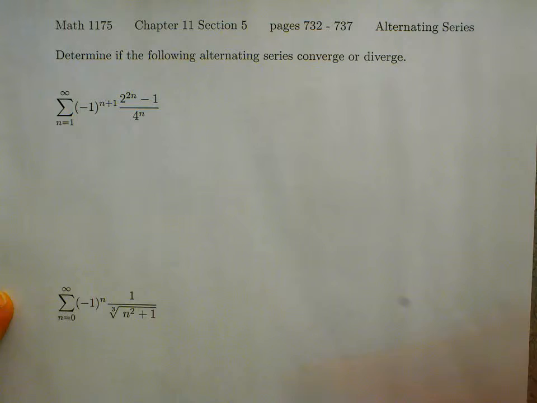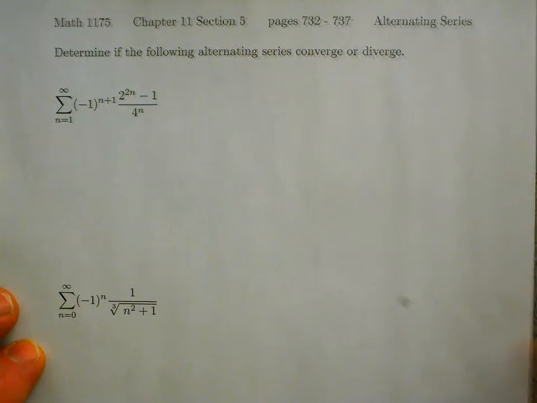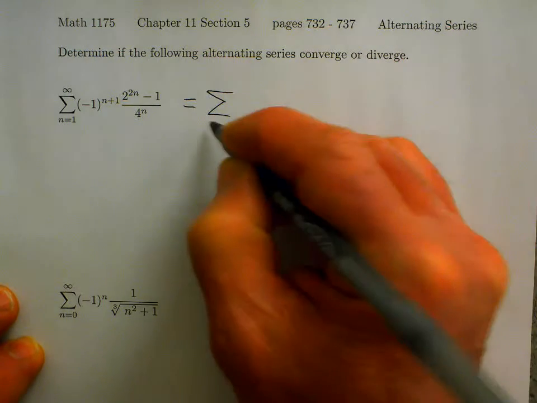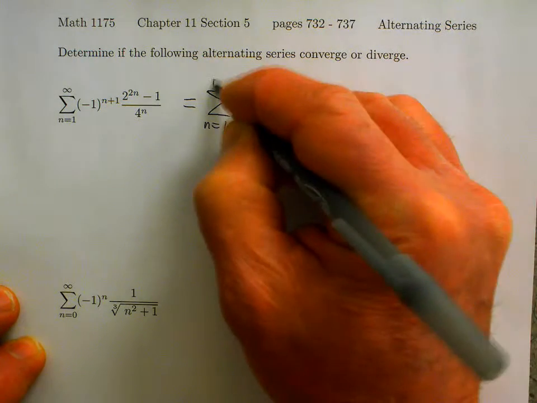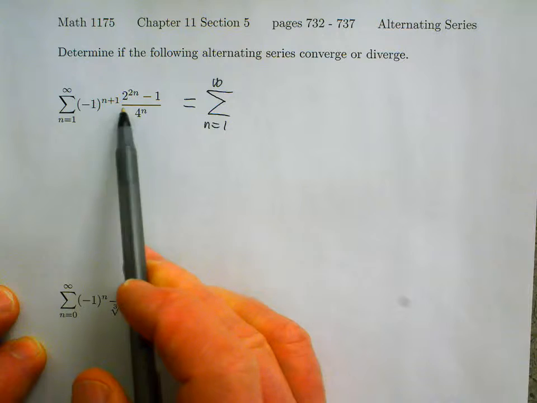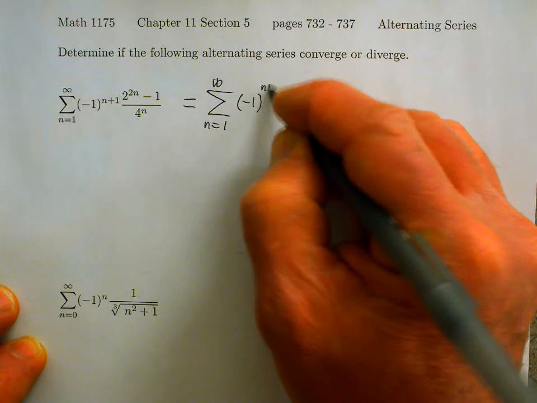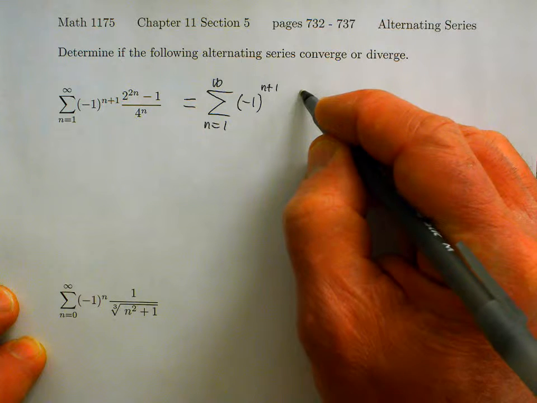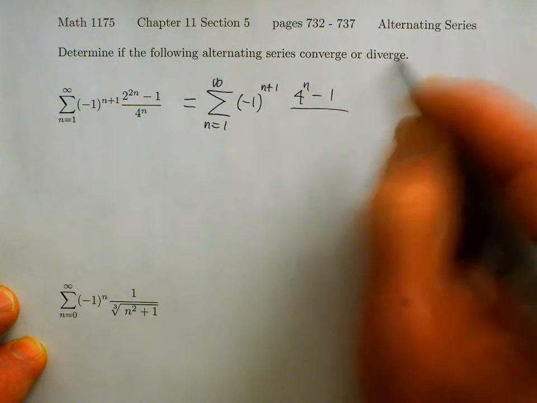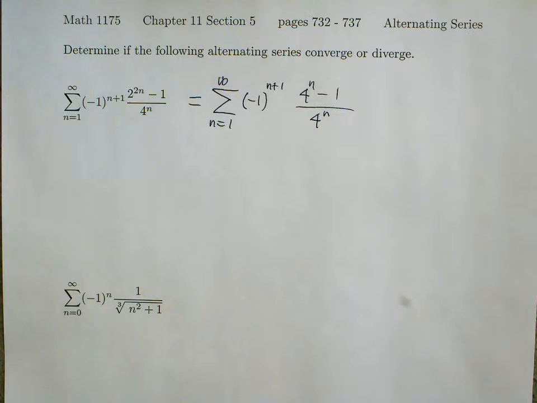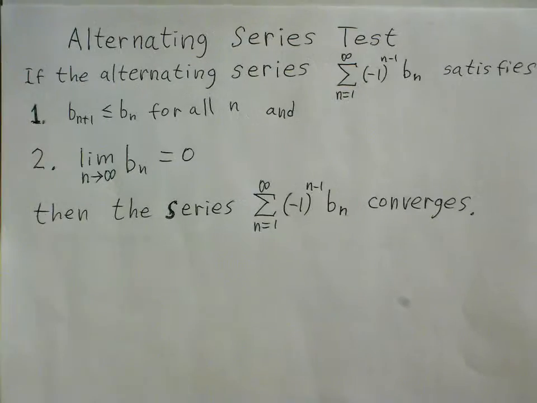We started this one. So this series can be rewritten by simplifying 2 to the 2n minus 1 in the numerator, which is 4 to the n minus 1. And then apply the alternating series test. Before doing that, I'll just remind you of the alternating series test.